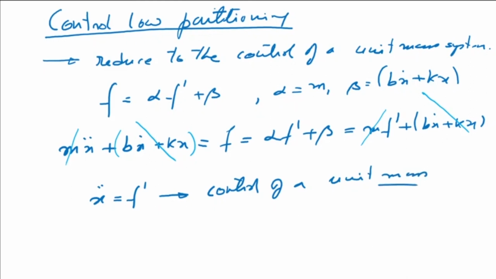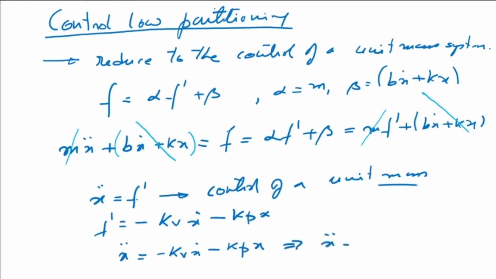Now how do we control this? We make the assumption that f dashed is equal to minus kv into x dot minus kp into x, and we put it into this equation. So what we get is x double dot is equal to minus kv into x dot minus kp into x, and from here we get x double dot plus kv into x dot plus kp into x is equal to 0.